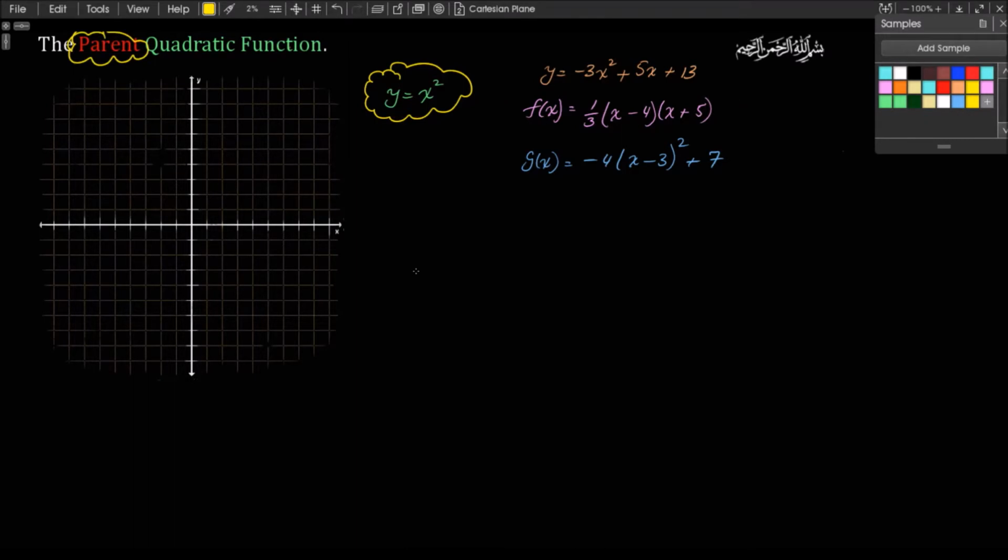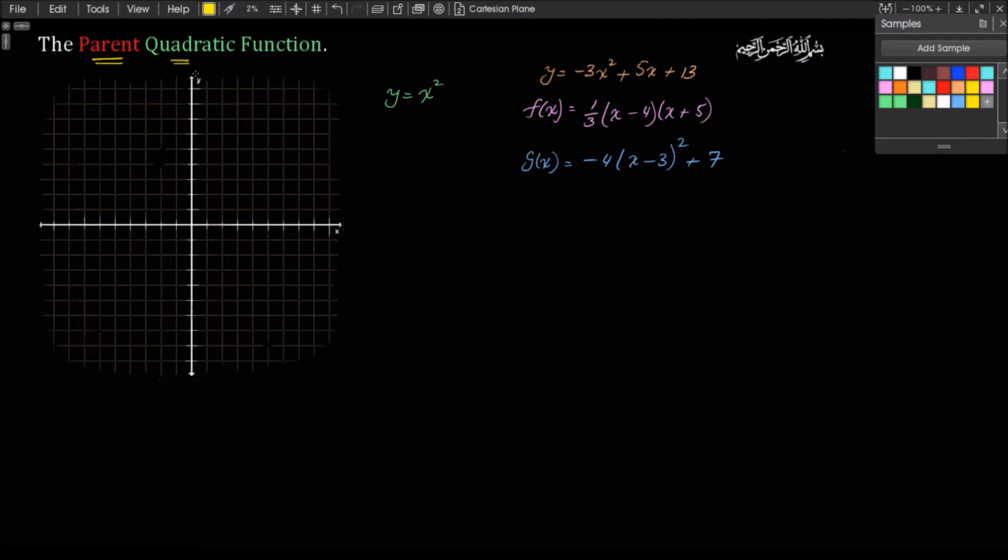Quadratic functions are only one type of functions that we shall study. Some other examples are rational functions, exponential functions, radical functions, etc. And they all look different. So quadratic functions are only one kind of functions that we shall study. And what we mean by a parent function is that it is the simplest function, the most basic function of that category of functions.